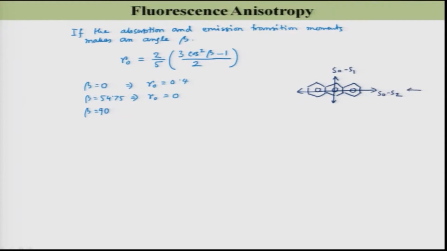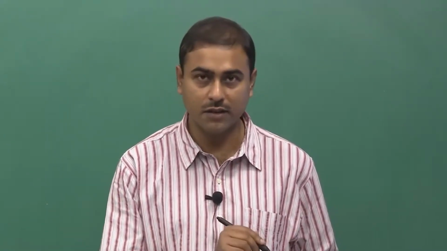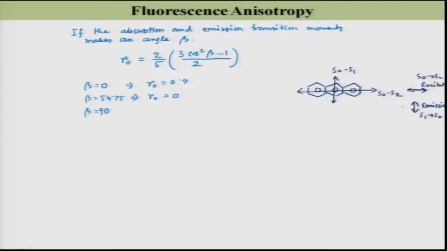So, here this direction is your excitation, because you are exciting from S0 to S2, but emission is along this direction, which is different, right. So, they are perpendicular to each other. Now, if you excite from S0 to S1 and emission is from S1 to S0, then they are collinear to each other, right. In that case, the beta value is equal to 0, and in the other case the beta value is equal to 90 degrees. So, for beta equal to 90 degrees, what we will get is this R0 value equal to minus 0.2.